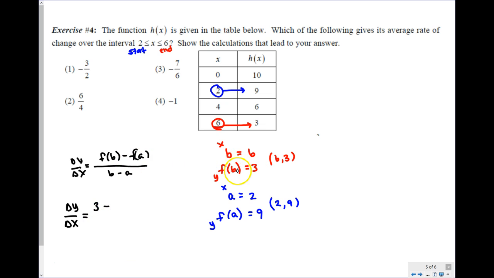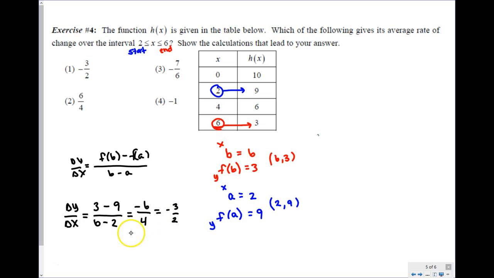Instead of f of a, what am I going to put? 9. Instead of b, what am I going to put? 6. And instead of a, I'm going to put 2. So I should get 3 minus 9 over 6 minus 2. And now I just have to simplify. 3 minus 9 is a negative 6, and 6 minus 2 is a positive 4. When I put that in my calculator, it's going to reduce to negative 3 over 2.